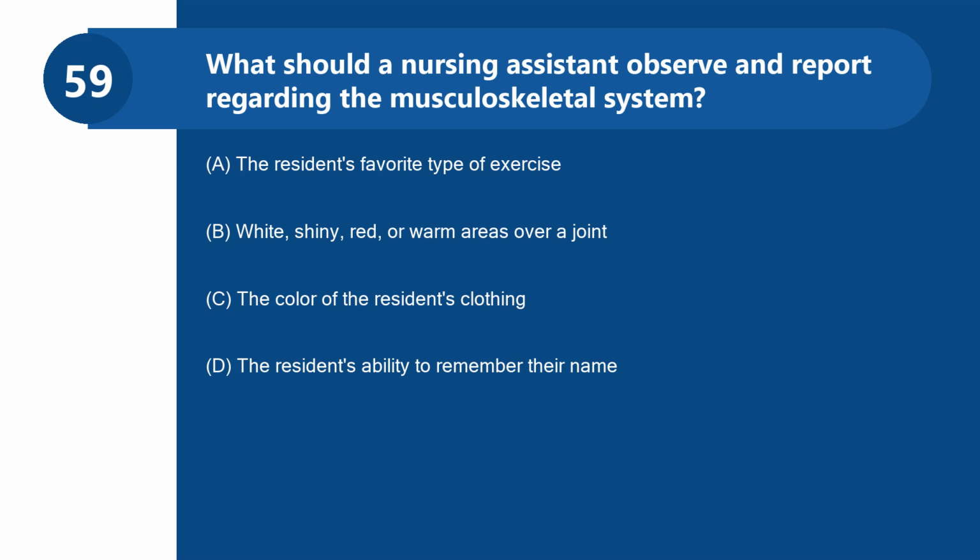Question 59. What should a nursing assistant observe and report regarding the musculoskeletal system? Option A, the resident's favorite type of exercise. Option B, white, shiny, red, or warm areas over a joint. Option C, the color of the resident's clothing. Option D, the resident's ability to remember their name. The correct answer is option B, white, shiny, red, or warm areas over a joint.